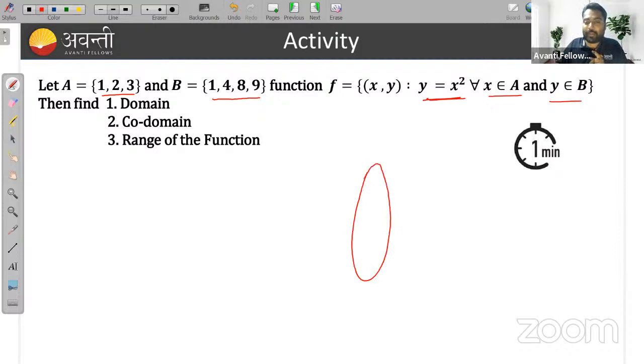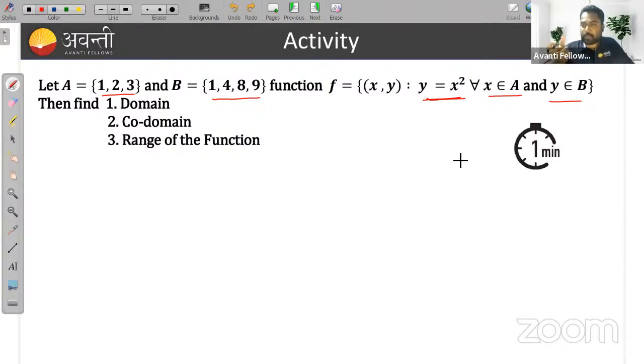Domain, codomain, and range. This is my set A. So try this one. How many of you got the answers? Let me know in the chat box. What is your domain? What is codomain? And what is range? Can you respond in the chat box, guys?